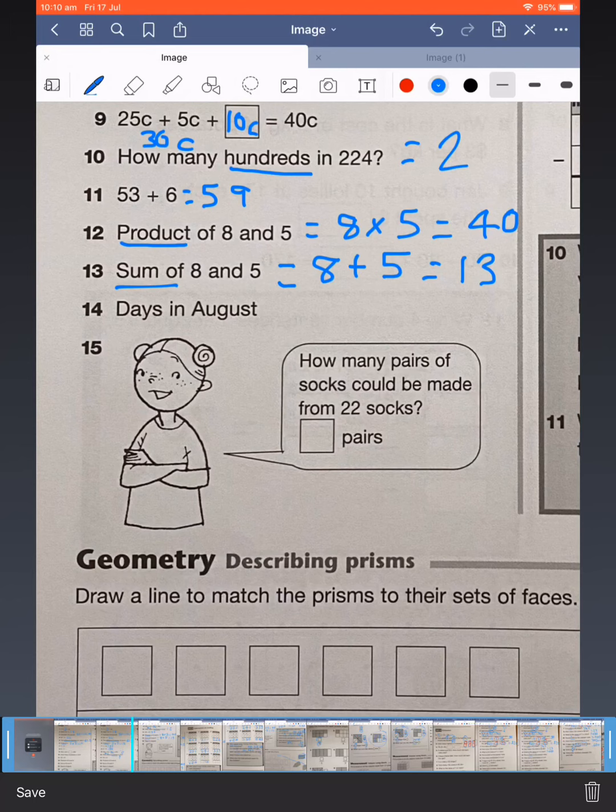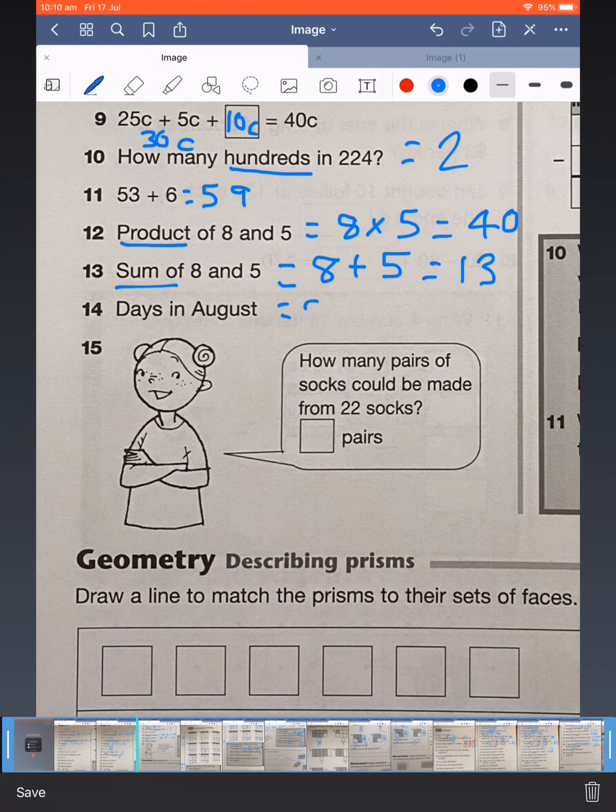August has 31 as well. Okay, so we've got to remember June, July, August. So July and August both have 31 days. Okay, 30 days has September, April, June, and November. All the rest have 31.